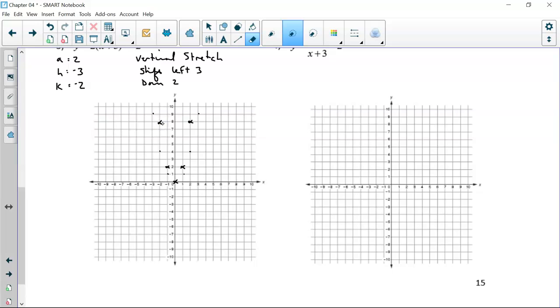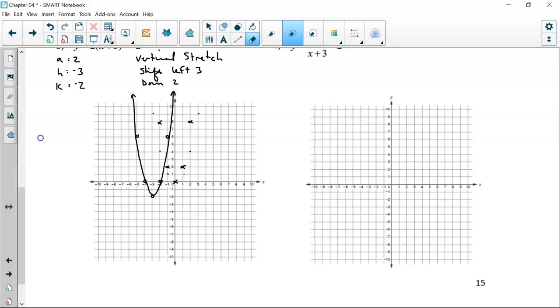And now we take each point and we go to the left 3 and down 2. Left 3, down 2. Left 3, down 2. And here, through those open dots, is where our graph is.